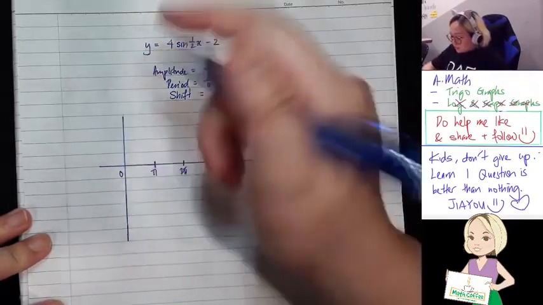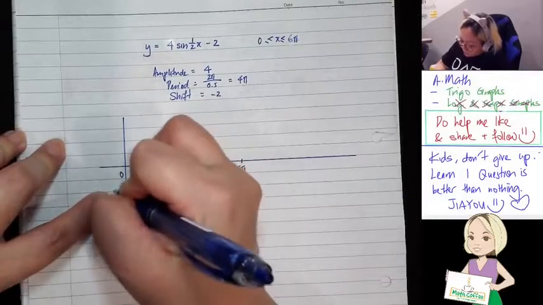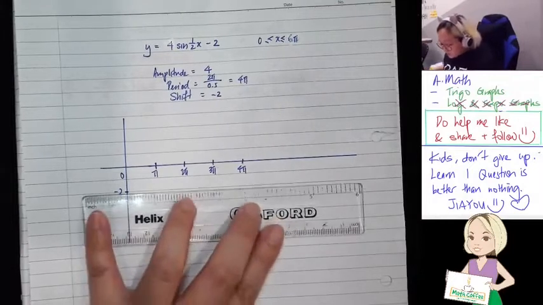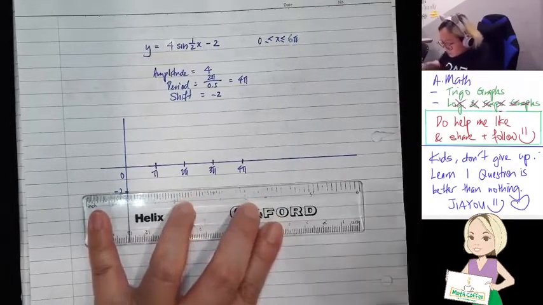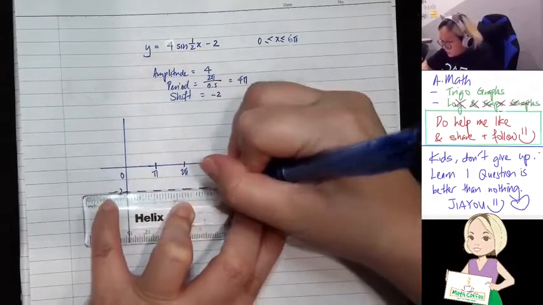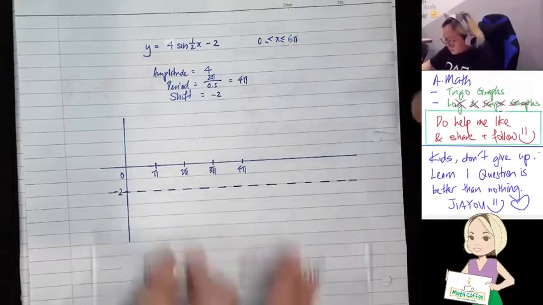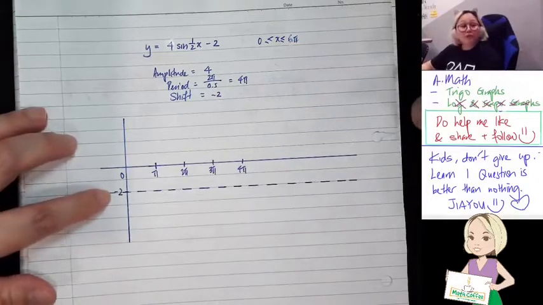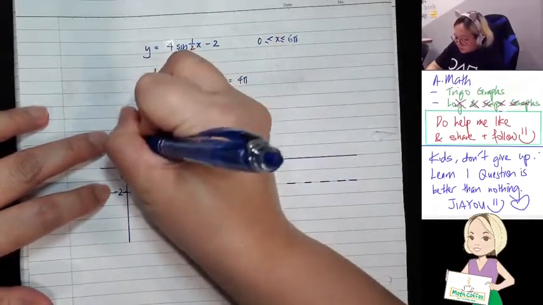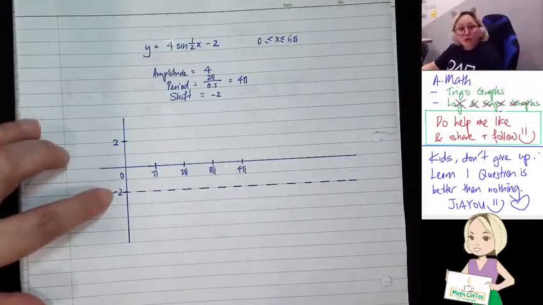So now let's see. Our shift is negative 2. So I'm going to put here, this is minus 2. Let's draw our new x-axis first. Draw the dotted horizontal line. Our amplitude is 4, so minus 2 plus 4 is 2. So here will be the maximum. The minimum will be minus 2 minus 4, so it will go to minus 6.